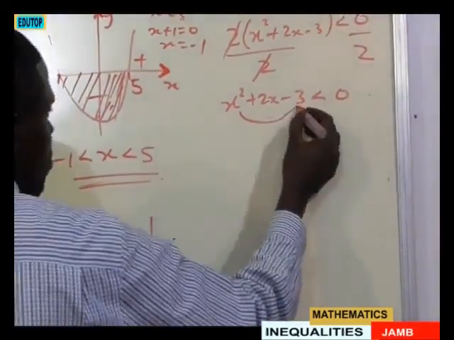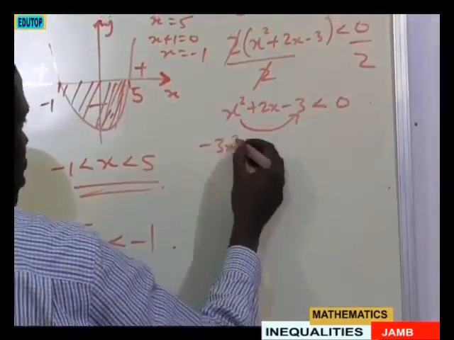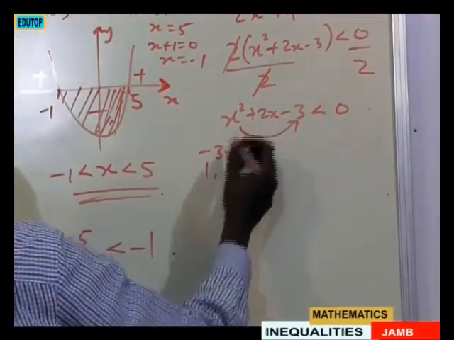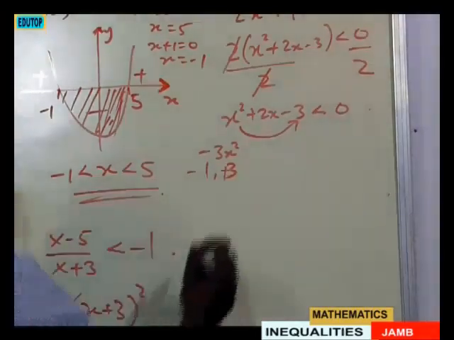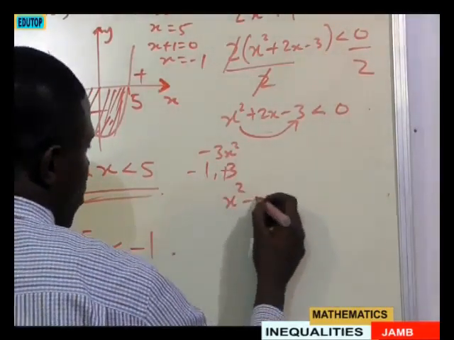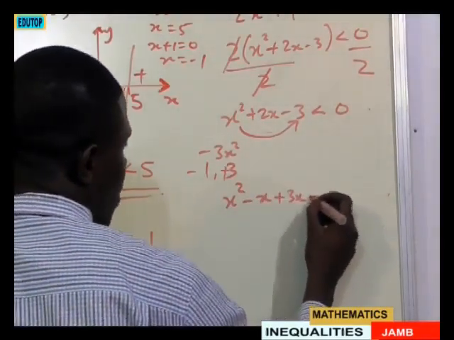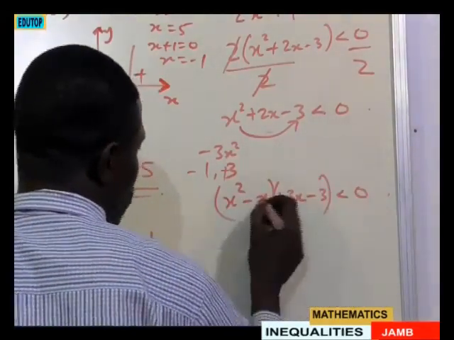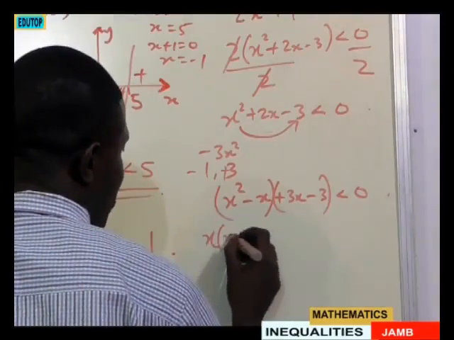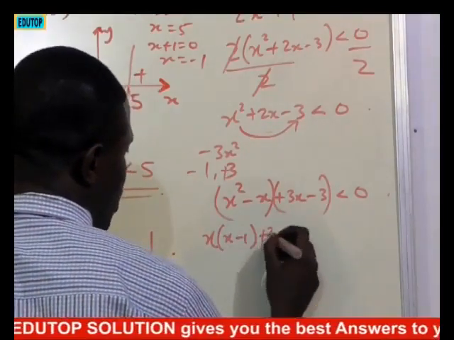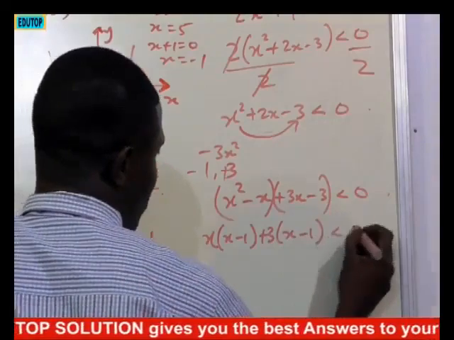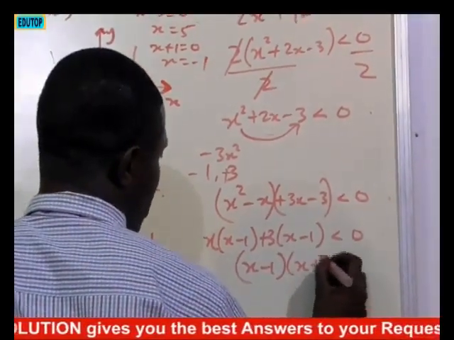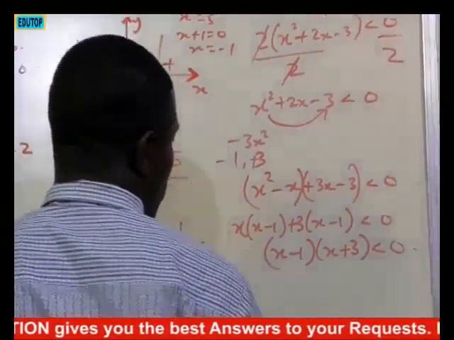The two factors here will definitely be what? Definitely it will be 1 and 3. Which one will match the one in the middle? That's plus 3 minus 1. So I have x squared minus x plus 3x minus 3 less than 0. Then I can dissect this like this. What is common here? x is common, x minus 1. What is common here? Plus 3, x minus 1 less than 0. Then I have x minus 1, x plus 3 less than 0. So this is what I have.